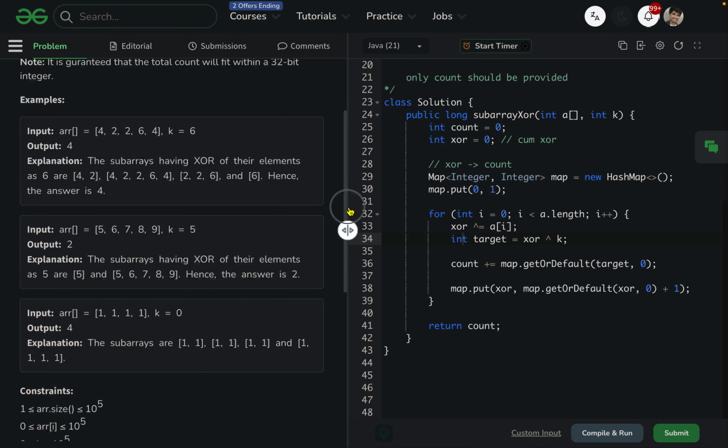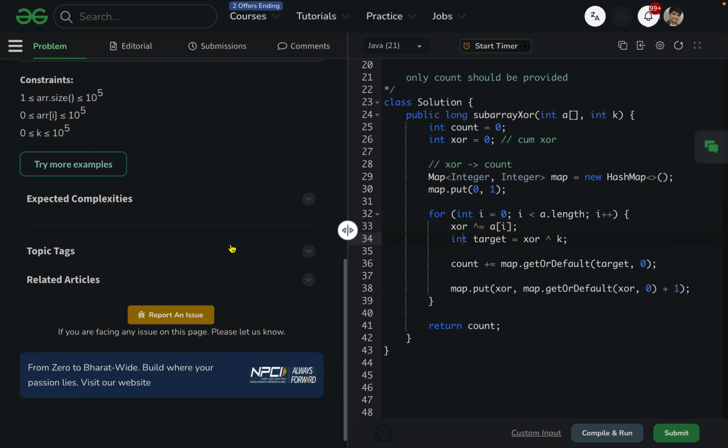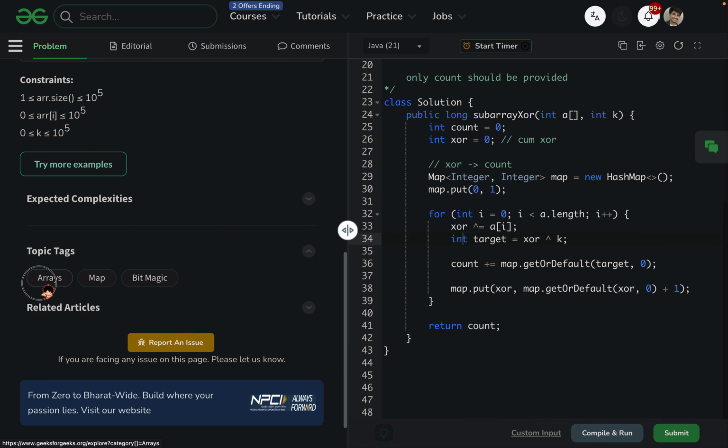This followed a pattern known as prefix sum. The topic is, you can see, array. Prefix sums come under the arrays topic. We use map and bit magic as well.